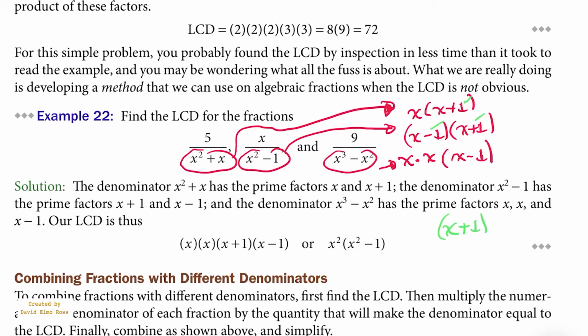We have an x minus 1 and an x minus 1, so one of the factors will be x minus 1. We have an x times x times x, so we can get rid of one of these. So this will be x squared times this, and then it can be further reduced to x squared times x squared minus 1. And this is our lowest common denominator for this particular expression.